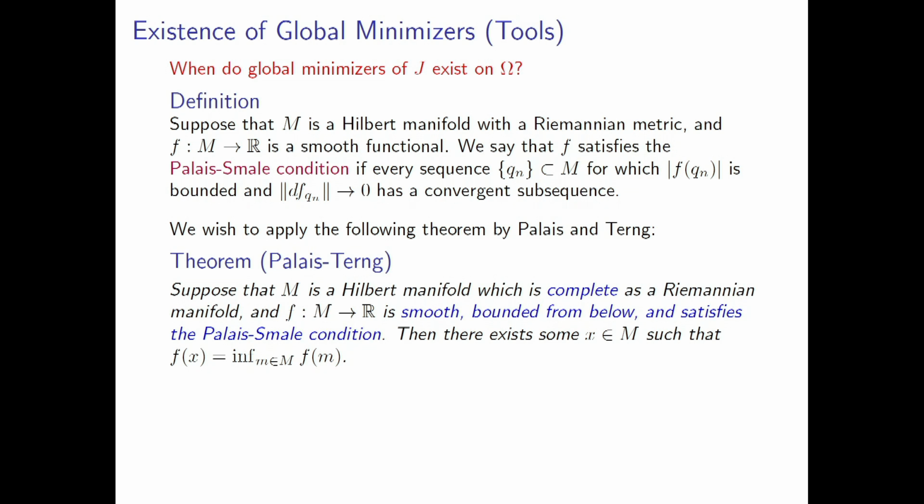This is the theorem of Palais-Smale, which supposes that M is a Hilbert manifold which is complete as a Riemannian manifold, and F is smooth, bounded from below, and satisfies the previous Palais-Smale condition. Then we can guarantee that there exists some x that is the minimum for our functional. That is, F at x is the infimum over the points m on the Hilbert manifold M of F at m.